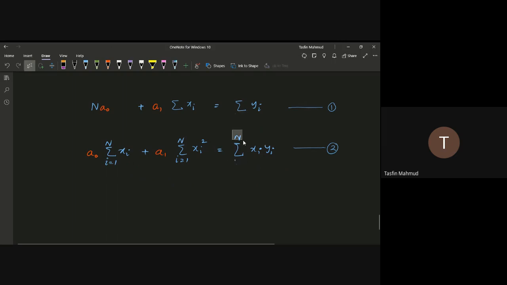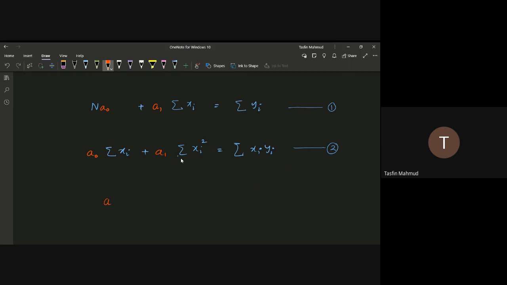I'm just going to remove these notations to make this a bit simpler, because all the summations are from i equals 1 to n, right? So I'm just going to remove this to make it simpler. So we can find the value of a naught and a1 using any method we prefer. I'm writing the solution directly.